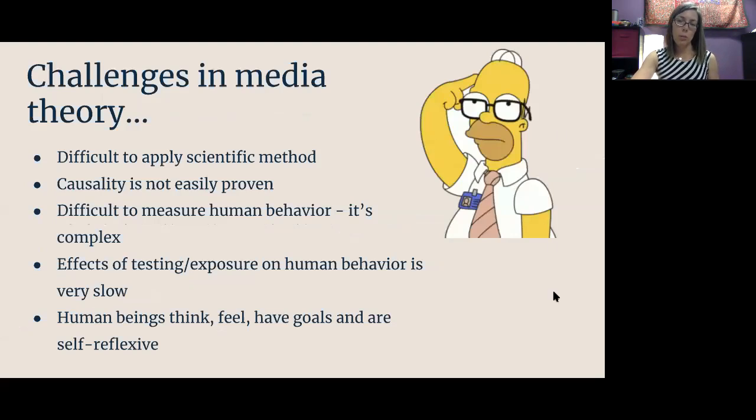Oh, we're going to bring Homer back. So, challenges in media theory.